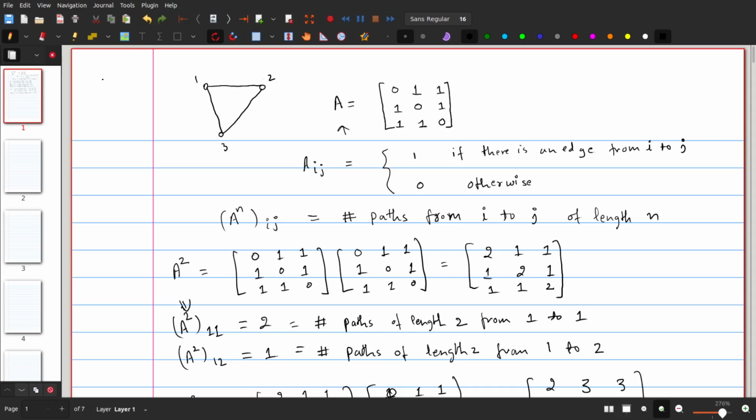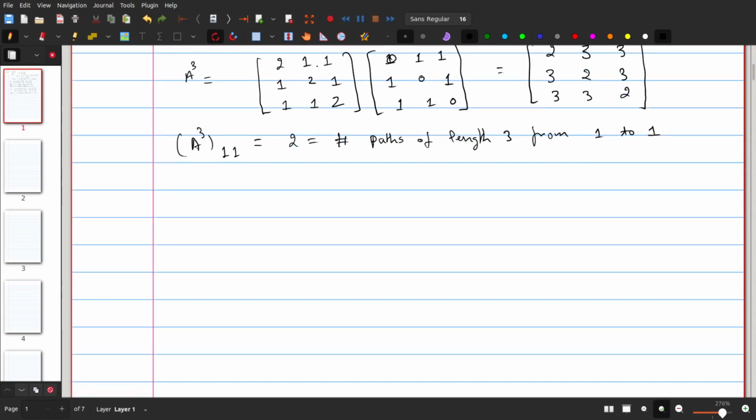One path of length 3 is 1 to 2 to 3 and then to 1. This is a path of length 3 from 1 to itself, and another path of length 3 from 1 to itself is 1 to 3, then 2 and then 1. So these are the only two paths of length 3 from 1 to itself. Therefore, in the third power of A, the element at position 1 1 is 2, which is the number of paths of length 3 from 1 to itself.